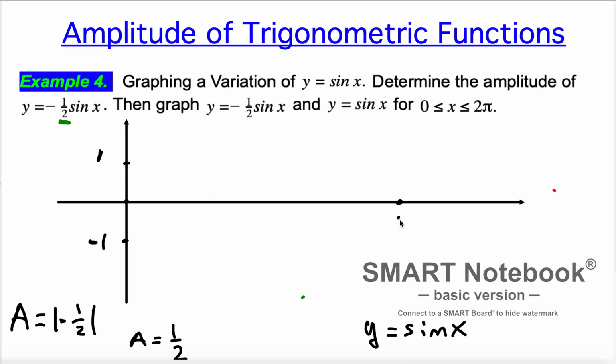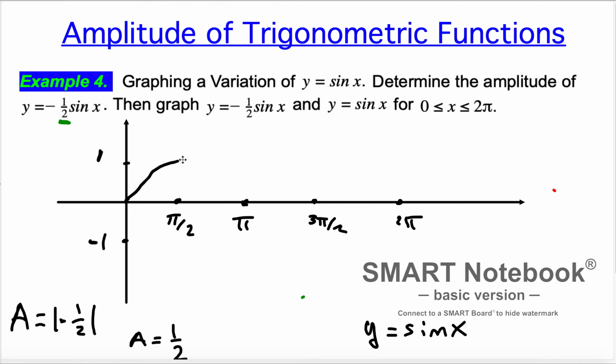Let's say 2 pi is here somewhere. Okay, and half of 2 pi is pi. And here, half of the pi is pi over 2. So we are dividing into fourth regions, 3 pi over 2. And if we are drawing the function y is equal to sine x, it is going to be this way.